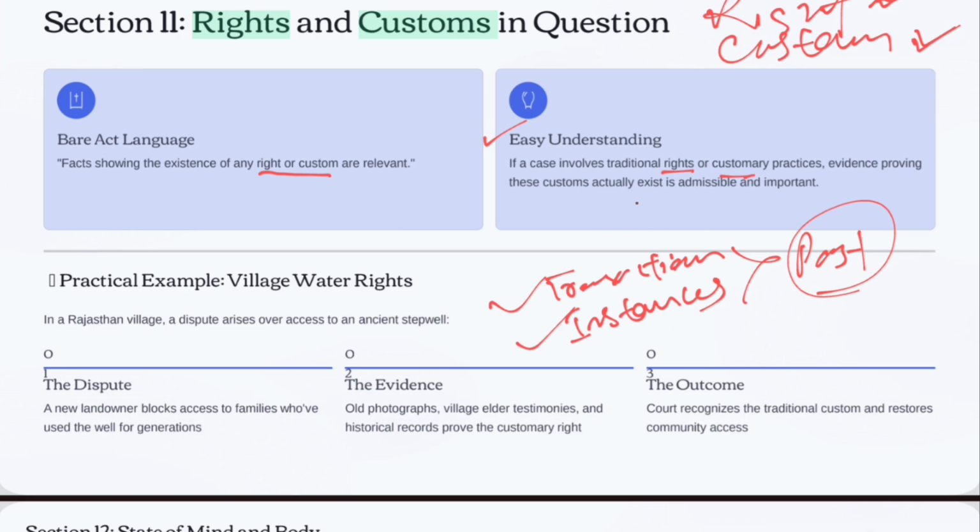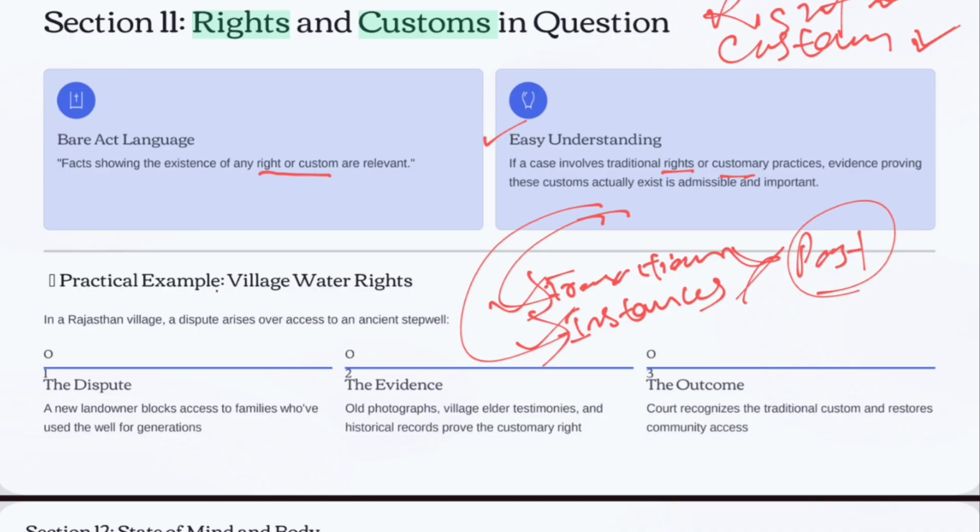So how will the person who is trying to prove the right or custom establish those rights or custom? Through previous transactions and previous instances. Transaction means something taking place in a serial manner, for a continuous period of time. And instances means even a single instance, some custom or right can be established if it is practiced even for one time only.